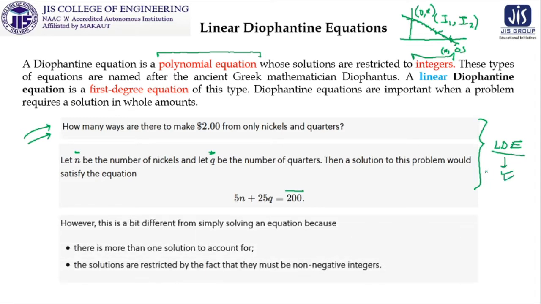There are some important observations: there is more than one solution to account for. It is clear that for this problem the variables must be restricted to non-negative integers, but not for all linear Diophantine equations. The only restriction is to keep us within integral solutions.